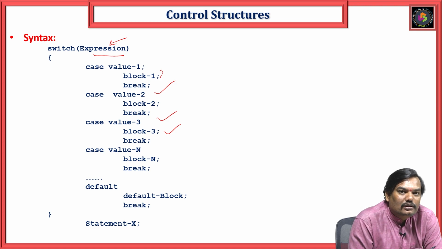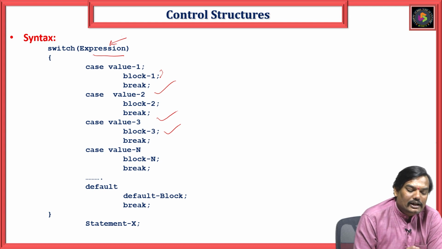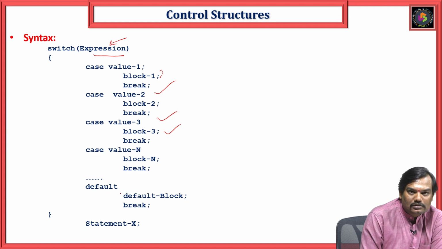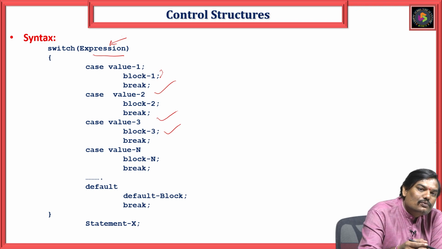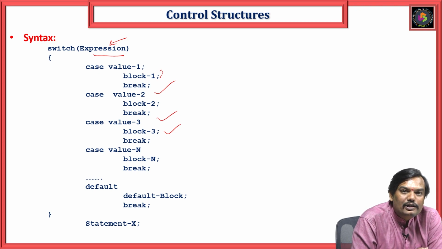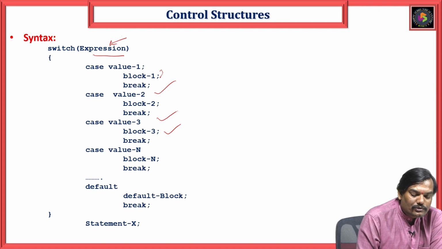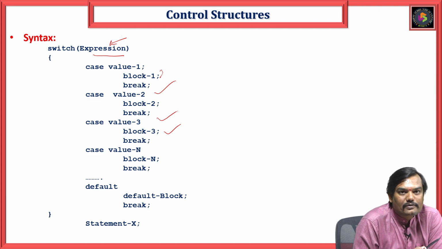Now suppose none of the case values match the evaluated expression value. What is going to happen? The switch will execute the default case. If you observe this syntax, at the end we have a default block. The purpose of this default block is that when none of the case values match the expression value, the switch will execute the statements associated with the default case.